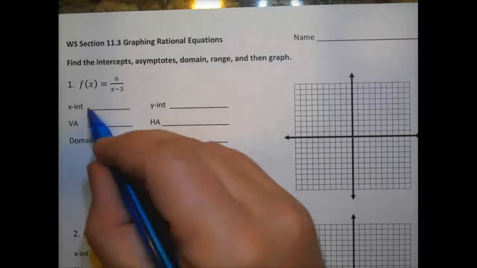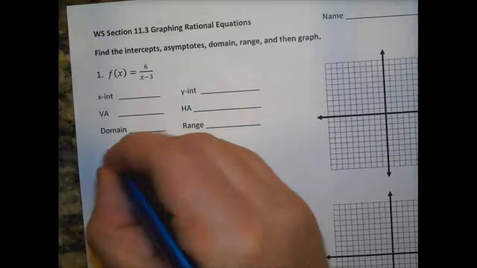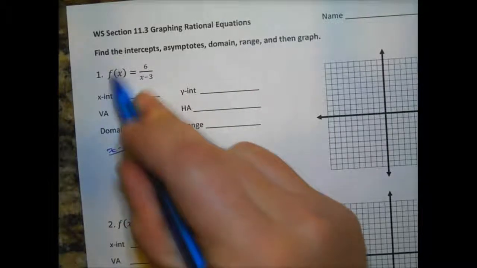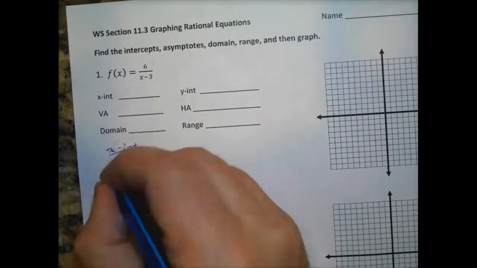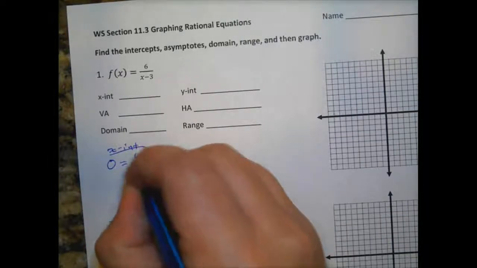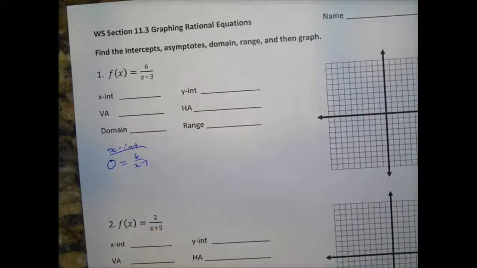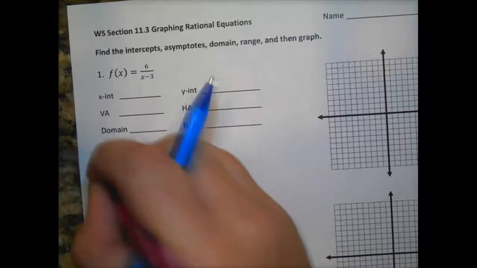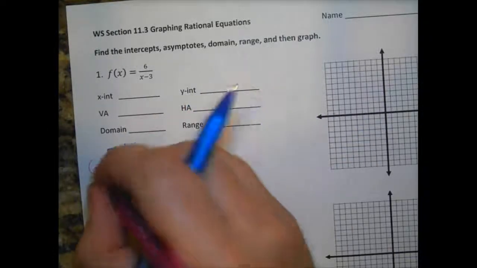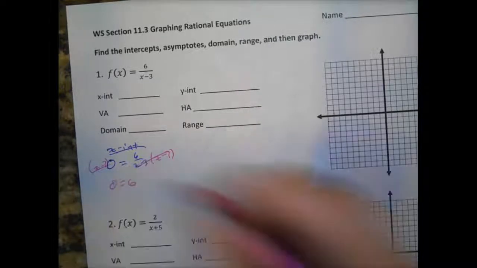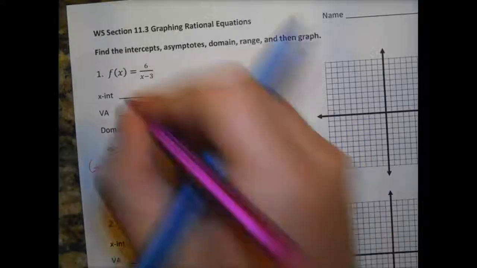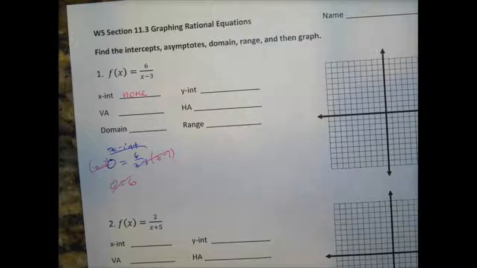So for an x-intercept, that is when y equals 0. Y in our equation is the f of x, that is our output. So we have 0 equals 6 over x minus 3, and to solve that equation, I can multiply by x minus 3 on both sides. 0 times x minus 3 is 0, so I have 0 equals 6. Well, 0 doesn't equal 6, I'm pretty sure. So what this means is that we have no x-intercepts, so I could write none for the x-intercepts.